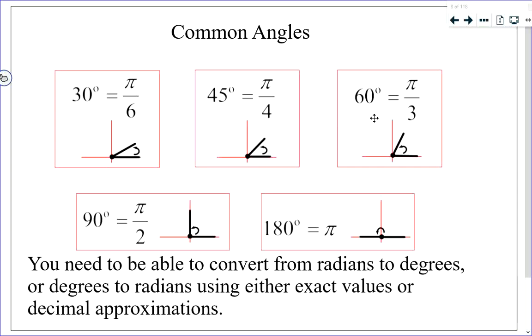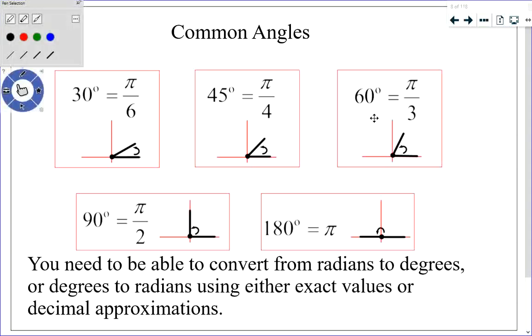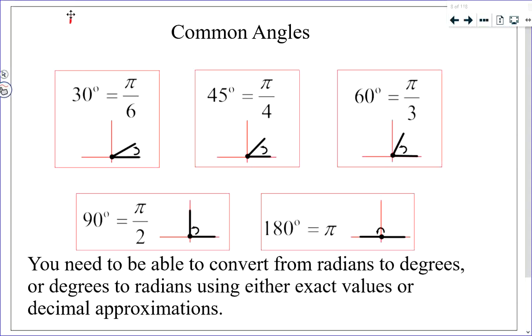You need to be able to convert from radians to degrees or from degrees to radians, and there are a number of ways to do so. And you need to be able to do it with exact values or decimal approximations. First of all, if you have a measure in radians in which pi is part of it, just replace the pi with 180. Quick illustration of what I'm talking about here. If I said, what is 17 pi over 13 in degrees? Well, pi is 180 degrees, so all you would do is take 17 times 180 and divide by 13.